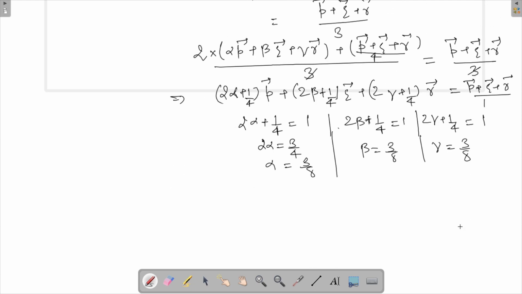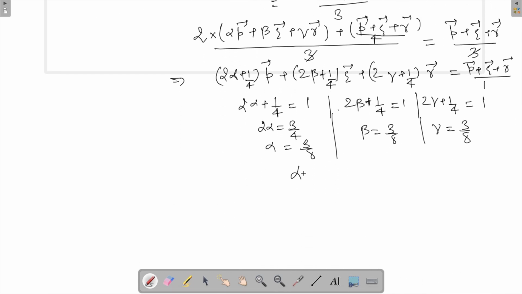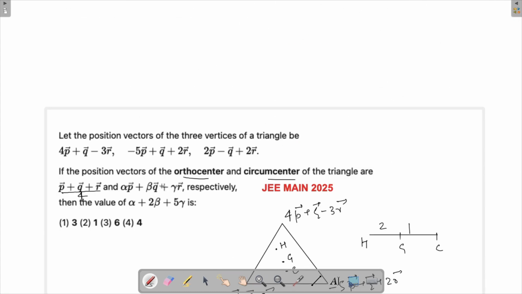So all of these values are 3 by 8, but we are supposed to find alpha plus 2 beta plus 5 gamma. This will be 3 by 8, then 2 times beta will be 6 by 8, and 5 times gamma will be 15 by 8. When I sum it up, 15 plus 6 is 21, 21 plus 3 is 24. So 24 by 8 makes it 3. So this is the answer here.